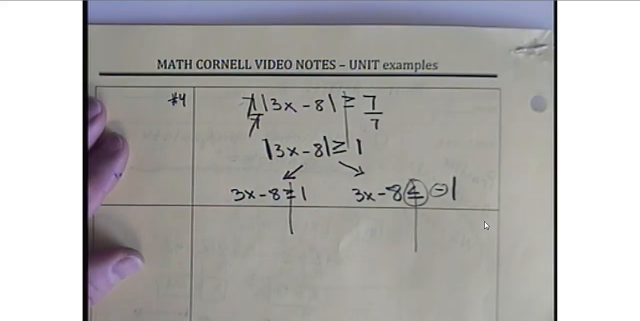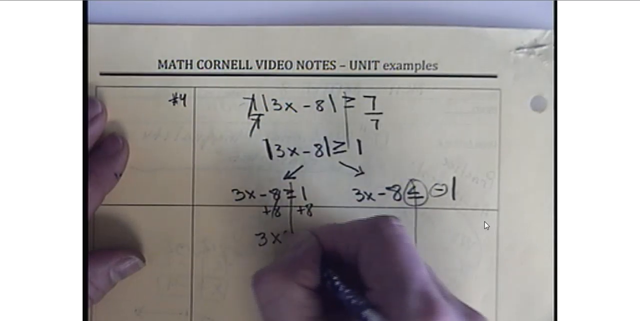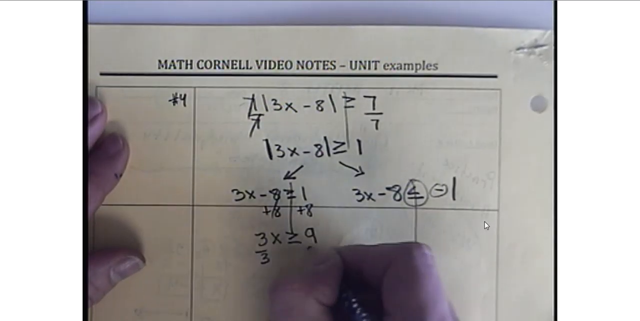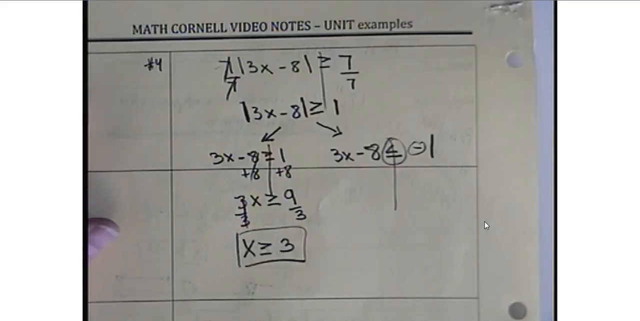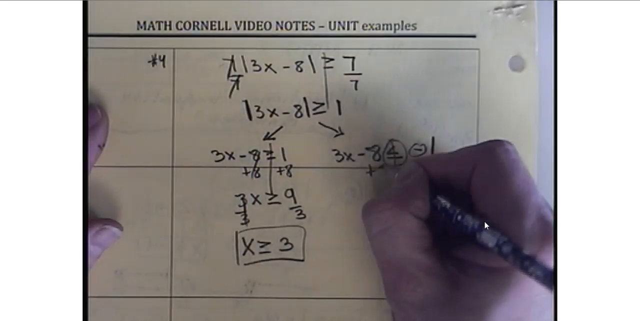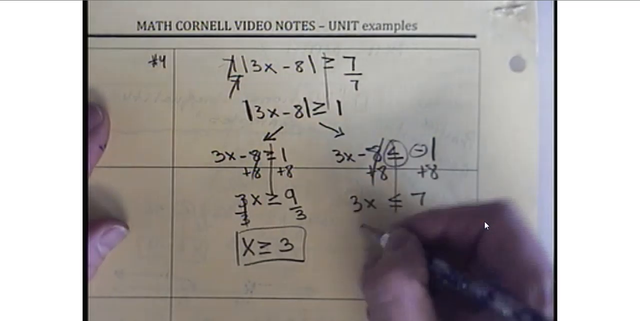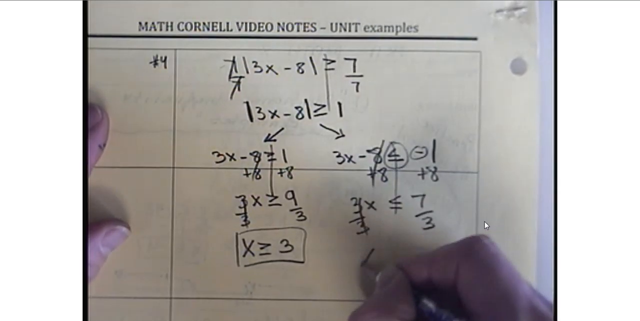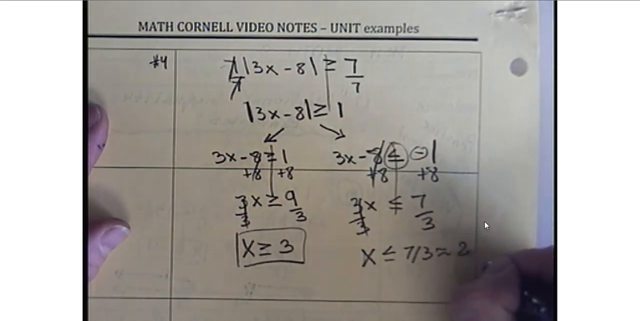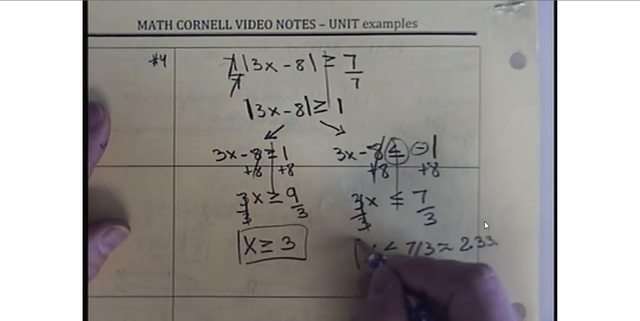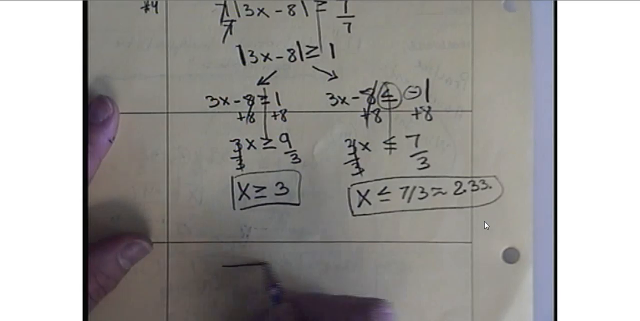Solving both of those two parts, plus 8 plus 8, 3x will be greater or equal 9, divide by 3, x is greater or equal 3, first answer. Second answer will be plus 8 plus 8, those two cancel, 3x is less or equal 7, divide by 3, so x is less or equal 7 over 3, which is approximately 2.33 something like that. You can calculate it on your calculator if you want to. And then we will make a graph.